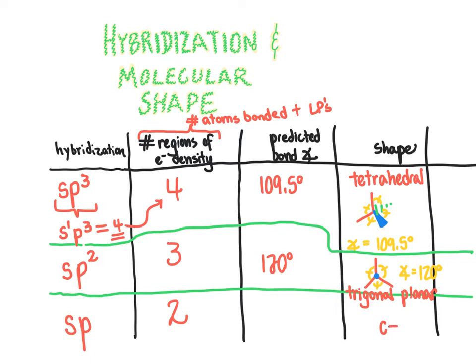If we have 2 regions of electron density and that is all, we could draw 2 regions of electron density in there, and we want to separate those regions as far apart as possible. That's going to result in our bond angles here needing to be 180 degrees, or a straight line. So we'll go ahead and fill in that that would represent a linear molecule.